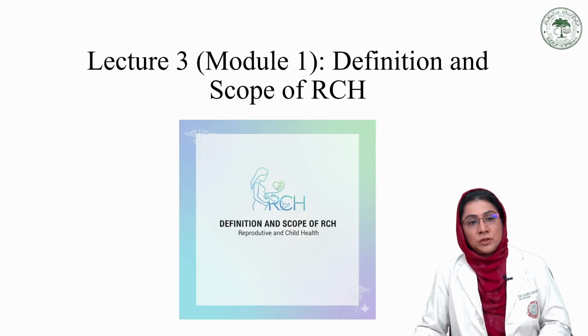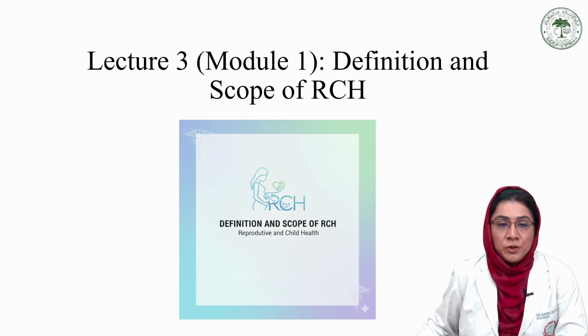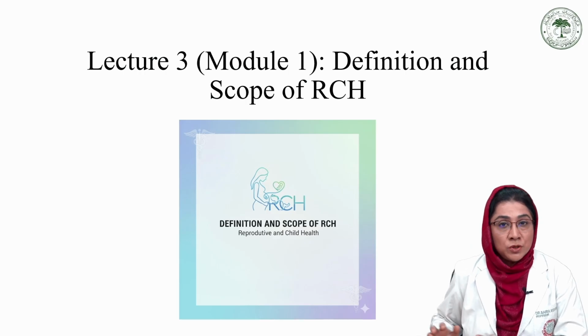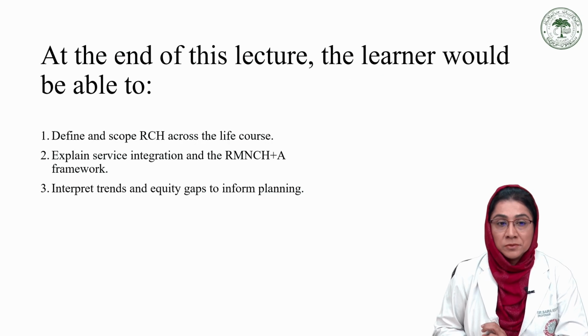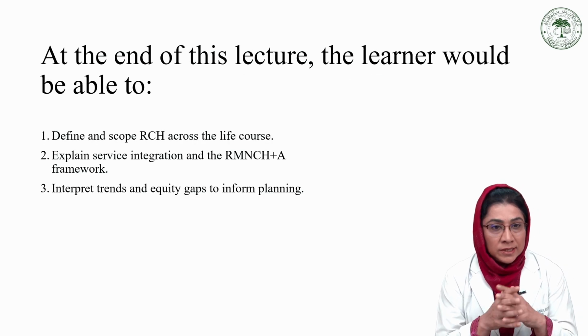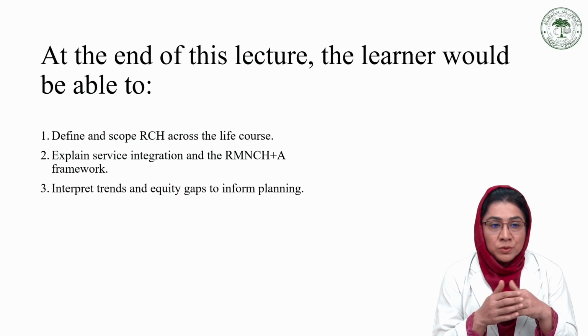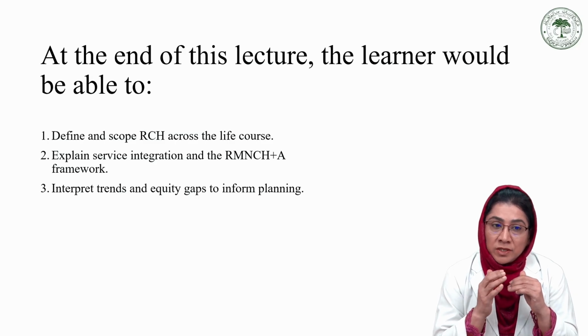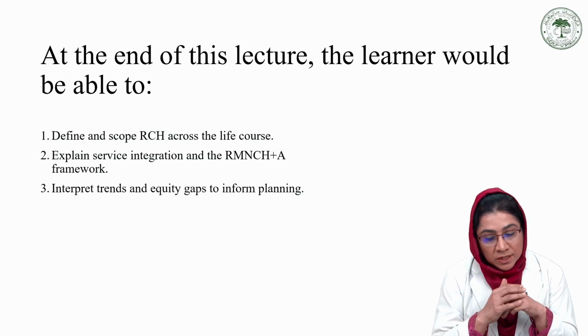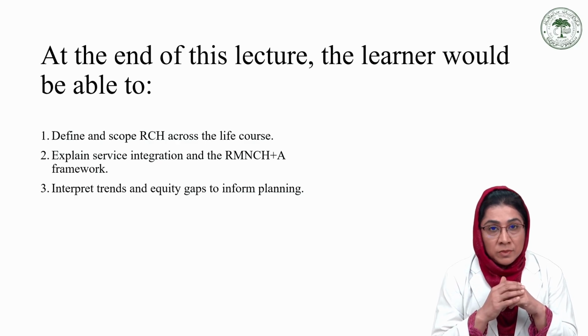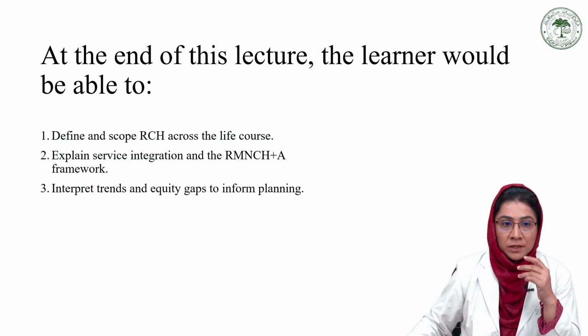Hello learners. So this is lecture 3 of module 1 and today we are going to talk about definitions and scope of reproductive and child health. At the end of this lecture, you would be able to define and scope RCH across the life course, explain service integration and the RMNCH plus A framework, and finally interpret trends and equity gaps to inform planning.